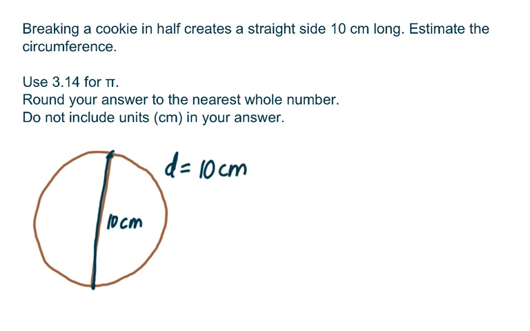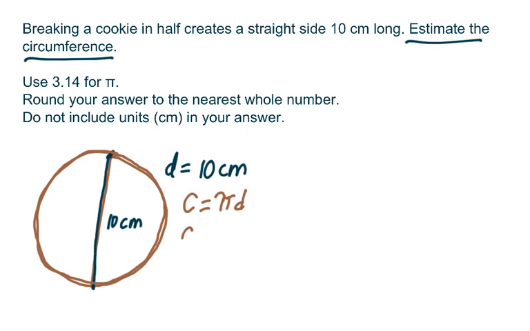Now that I have that, I can go to the question where it says estimate the circumference. Circumference is the distance around the outside of the cookie, or the circle. It happens to be a cookie in this case. And I have a couple of options. There are two different formulas for circumference, but I'm going to use the one that uses diameter. So that's pi times d.